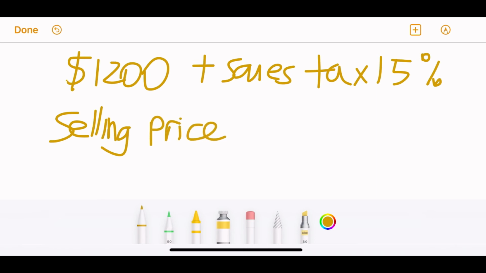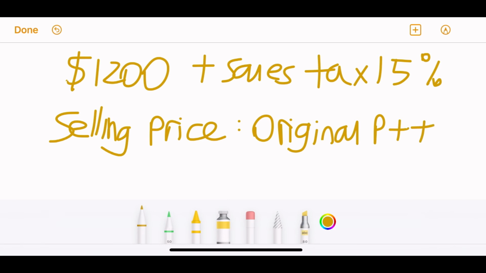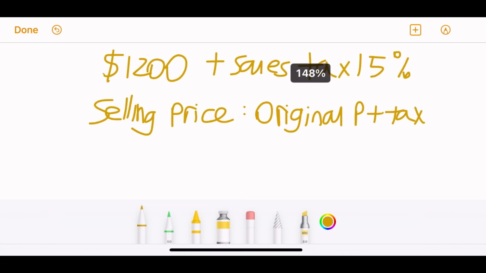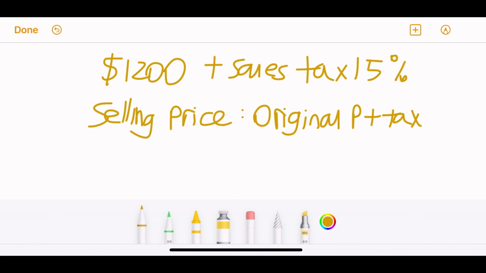This means from what's given in the question, the sales tax is not included in this 1,200, and a selling price is the price that consumers usually buy the computer for. So selling price is the original price plus the sales tax. So the original price we already know from the question, but what's the sales tax?